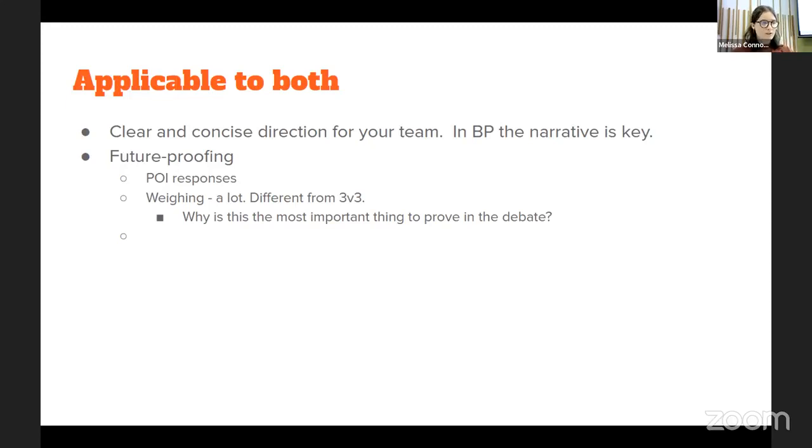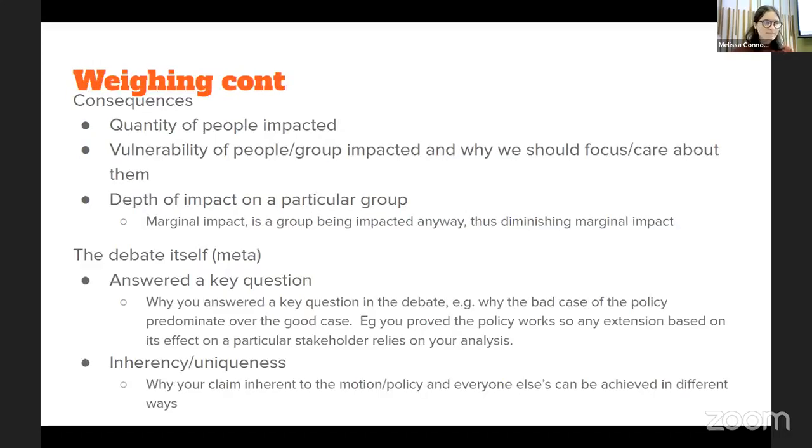So what I'm going to do now is go through some ideas for how you might make weighing or framing arguments. The first thing is the classic type of weighing that you would do in 3v3, which is about people. This impact affects a huge amount of people, the most people, therefore it is the most important point in the debate, therefore we win.